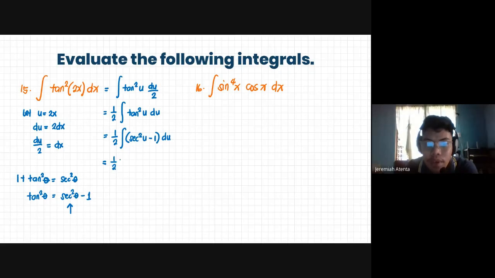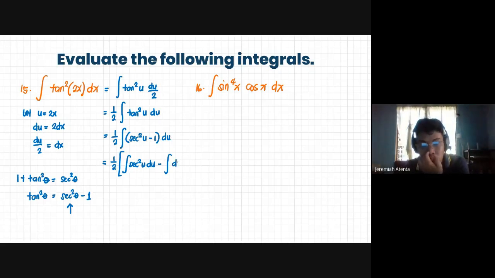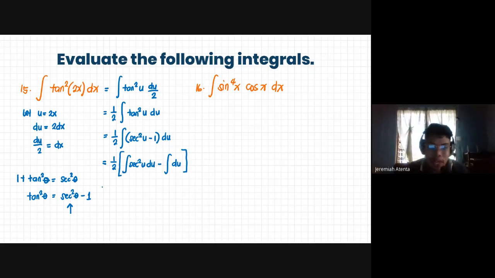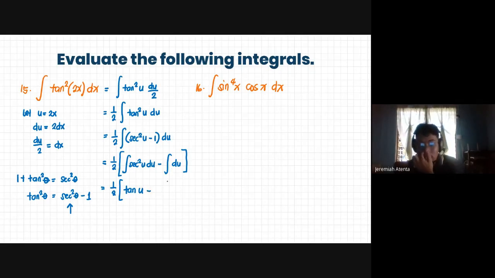So we have 1/2 times the quantity, the integral of secant squared u du minus the integral of 1 du, or just du. Okay? Can you still follow, guys? Now, from that, we have 1/2 times the integral of secant squared u du, which is equal to tangent u, minus the integral of du, which is just u, then plus c.